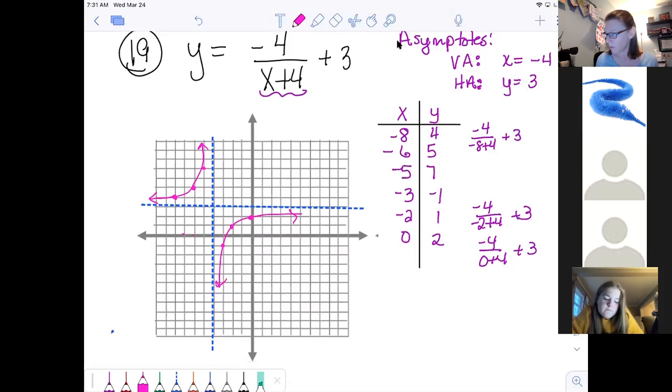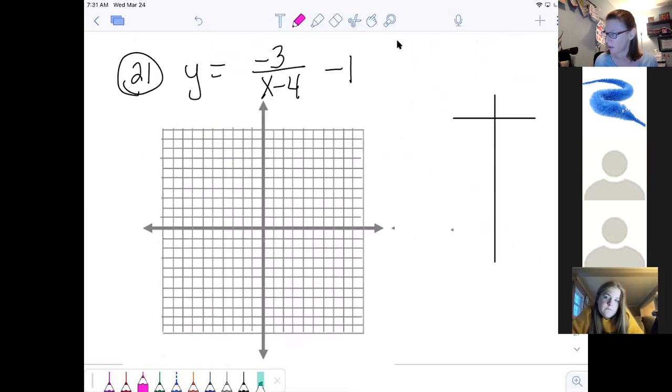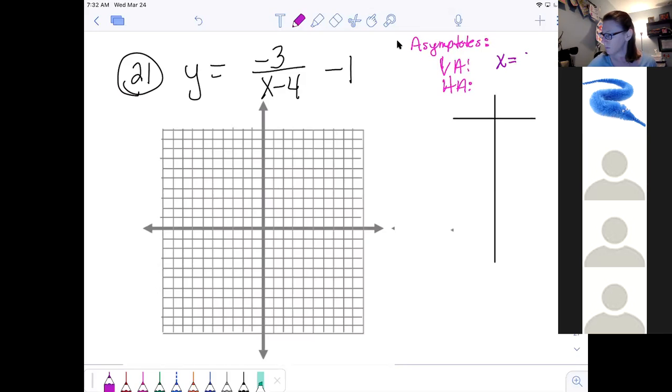All right, let's look at 21. Go over another one. So Valerio, what would the vertical and the horizontal asymptote be for number 21? 4 and -1. Yeah, so this time it's a +4. That's the H value. That minus sign is part of the equation. And then he said -1.